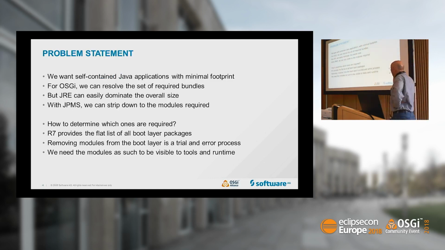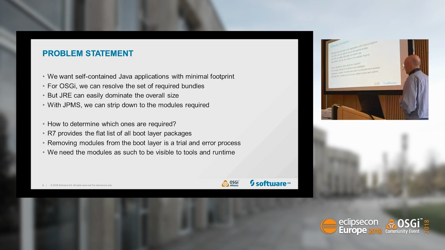So the problem statement is we want Java applications using OSGi with minimal footprint, and with OSGi we know quite well how to build the set of required bundles. So we have a very good way of expressing dependencies, of resolving them, of getting configurations that are valid at runtime. But this solves a part of our problem, because the JRE can be even the major factor of the overall size of the application that we're going to get in the end.